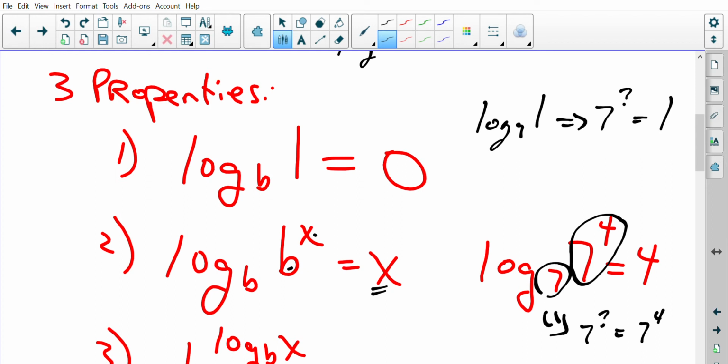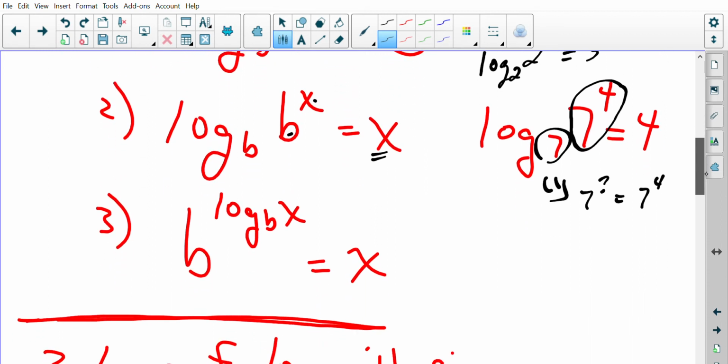So if I had the log of 2 to the 5th to base 2, without knowing a whole lot about this and understanding this property, this means 2 raised to what exponent gives me 2 to the 5th? Well, my answer would have to be 5. So as long as this base and this base are the same, the answer will always equal that exponent.